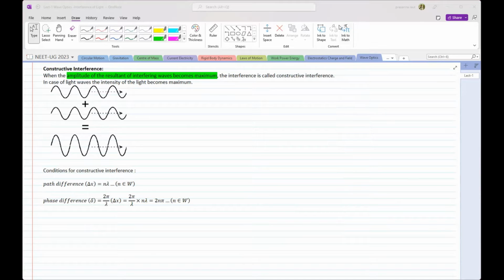And you'll get constructive interference here. Okay. Similarly, we have done this already, so I'm just revising. Next type of interference is destructive interference.